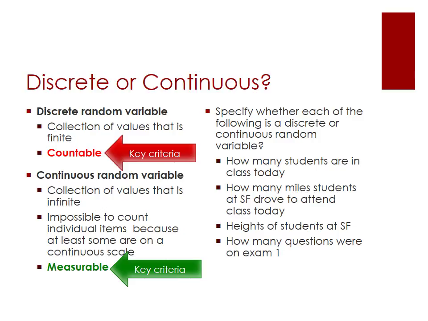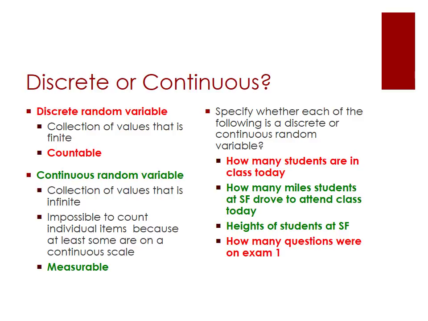Applying these criteria, we saw, for example, that how many students were in class today would be a discrete variable, whereas how many miles students drove to attend class would be a continuous variable. The previous sections focused on discrete random variables, data that's countable. However, much of what we're interested in is continuous data, data that's measured. So we're going to be working on this type of data for the rest of the semester.